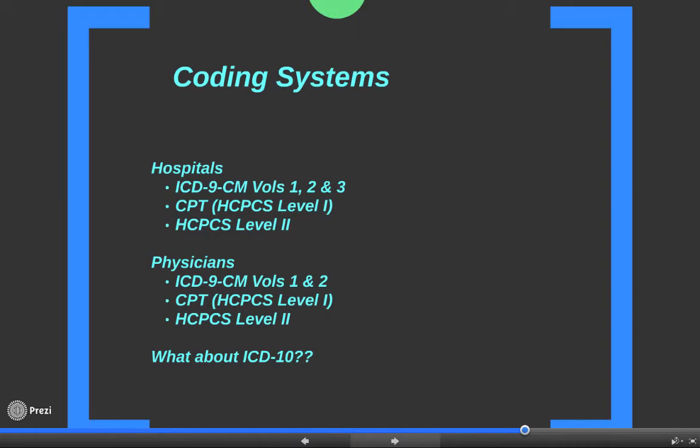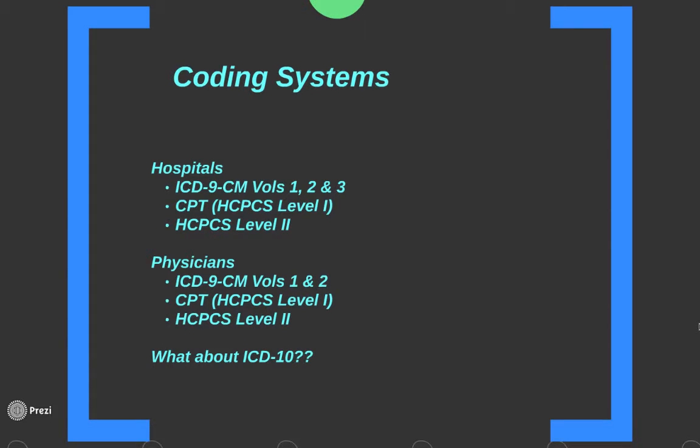So coding systems, our last little bit here. Coding systems, there are specific coding systems that were spelled out in HIPAA when it was passed many years back. And they told us these are the coding systems that you need to use for the specific areas of coding in these different situations.